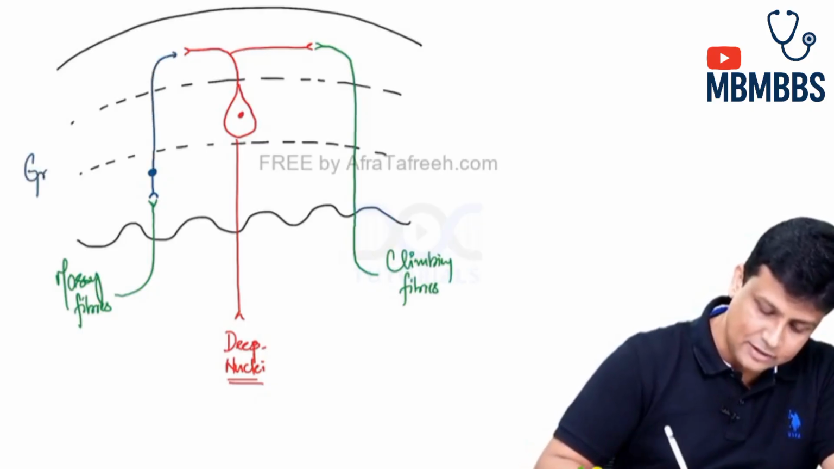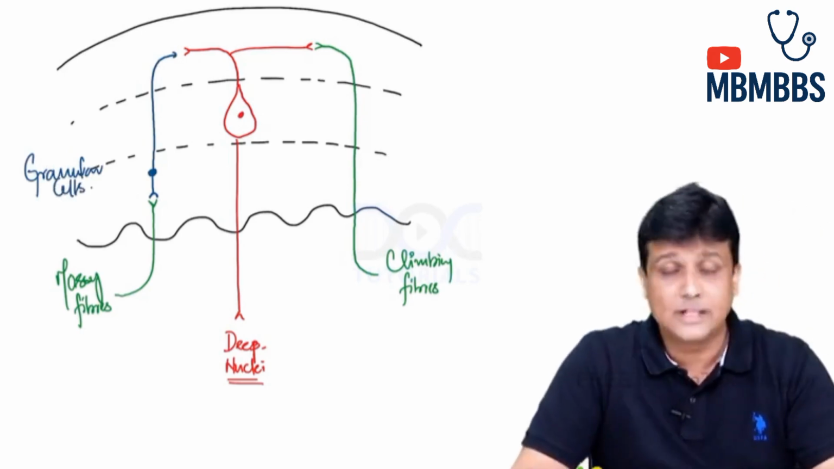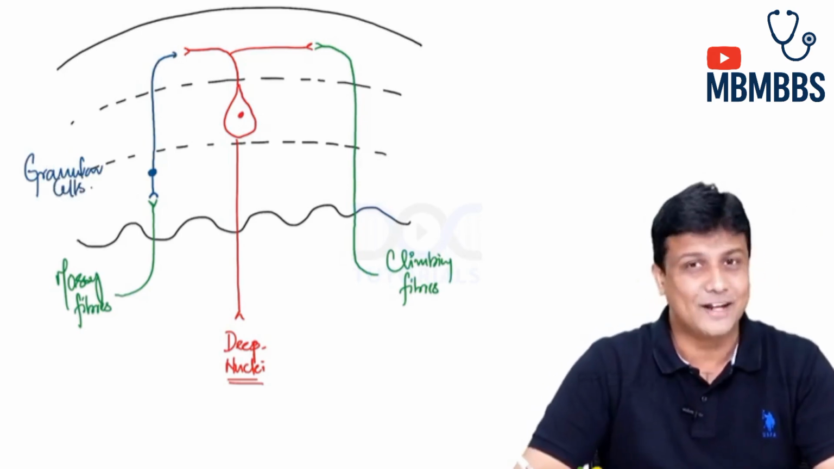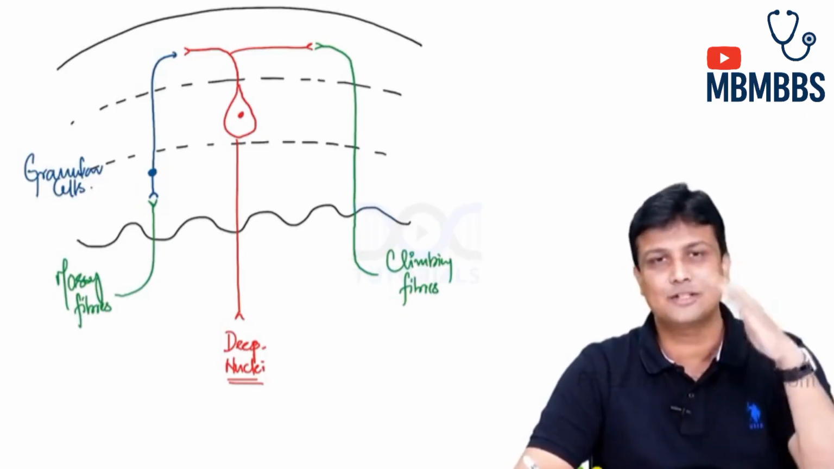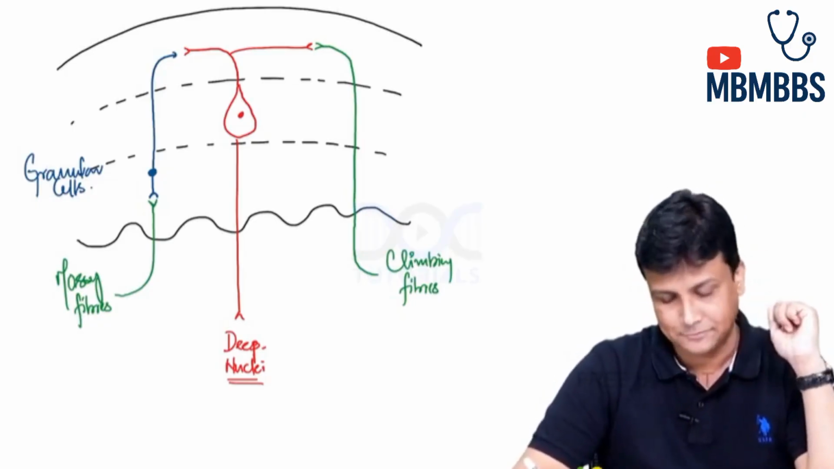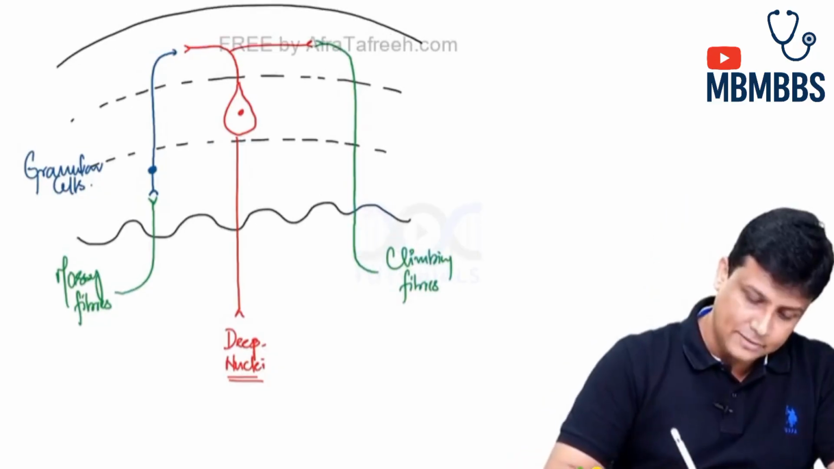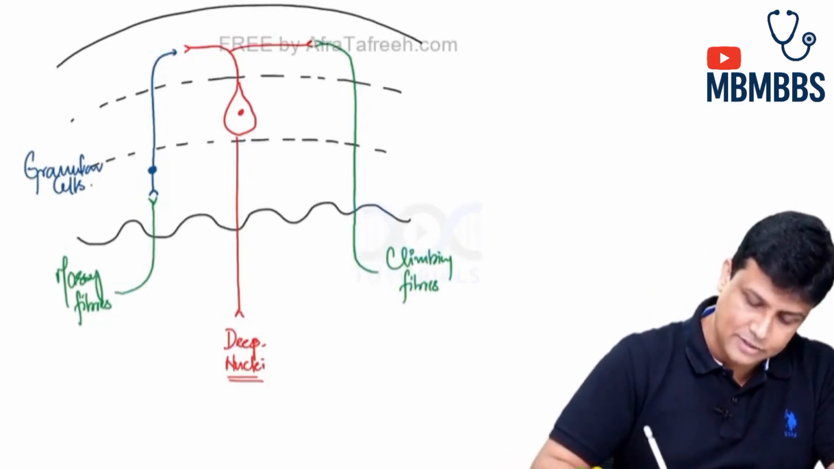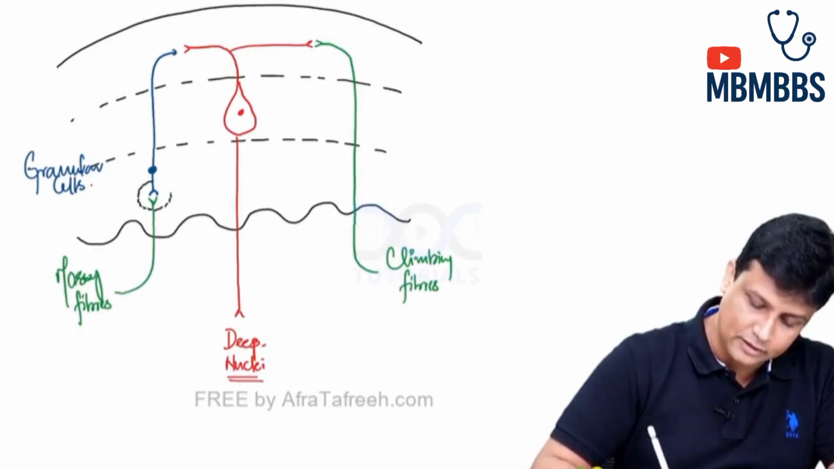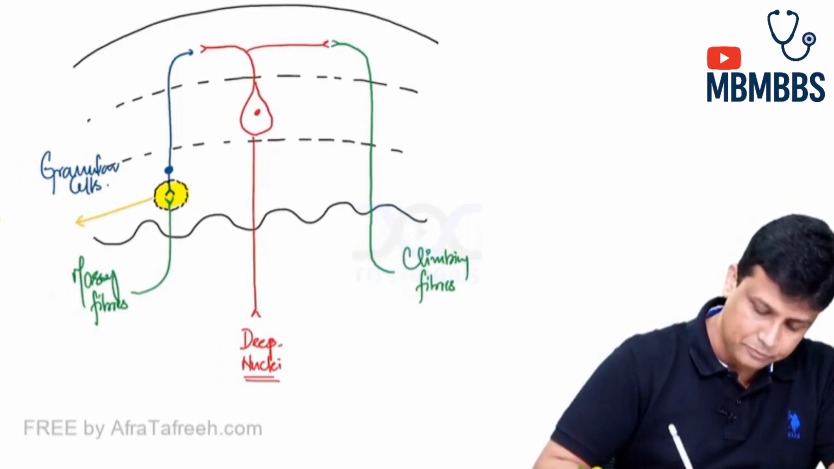And these granular cells are the ones which are going to carry the information up to the molecular layer and form the synapse with the Purkinje cells. Understanding? So that is why mossy fibers are going only up to the granular layer. Climbing fibers are going all the way up to the molecular layer. And the synapse which is formed here in the granular layer between the mossy fibers and the granular cells, this is referred to as cerebellar glomeruli. Cerebellar glomeruli.